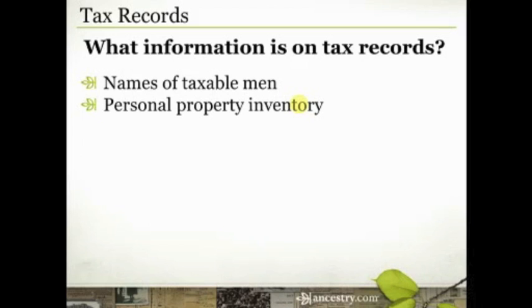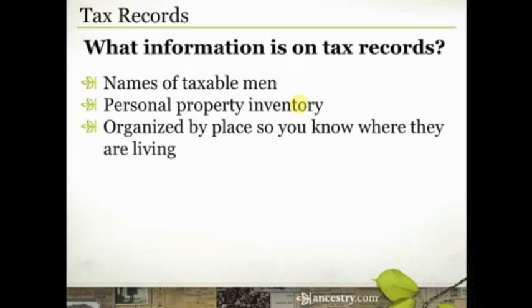inventoried. It will tell you exactly how large their house is, how many animals of each kind they own, what the makeup is of their livestock. Sometimes it lists details down to the number of feather beds they have and the kind of dishes that they use. I mean, sometimes you get really detailed personal property inventories in these tax lists. Sometimes they're a little bit more vague.